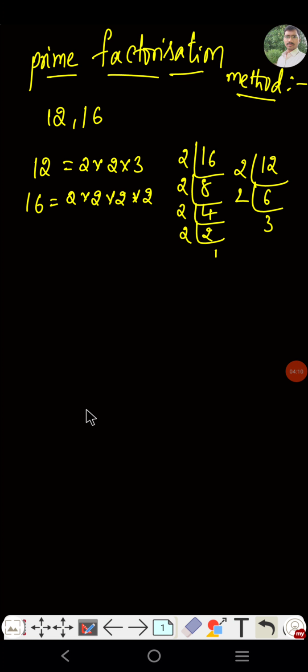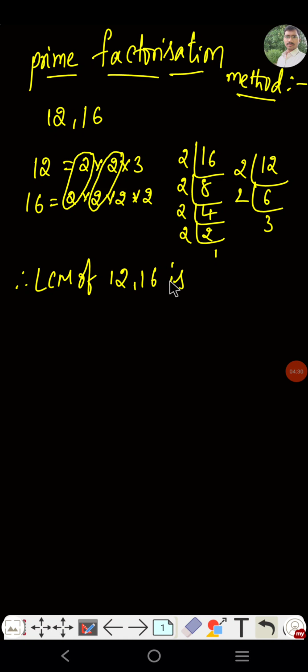Now in this, what are the common factors first of all? 2 is the common factor here, and one more 2 is a common factor here. Here 3 is there, but a common 3 is not there. Therefore, for the LCM of 12 comma 16, first take the common factors: 2 is common, 2 is common. That is 2 into 2 into, then the remaining extra factors except the common ones. Here the extra factor is 3.